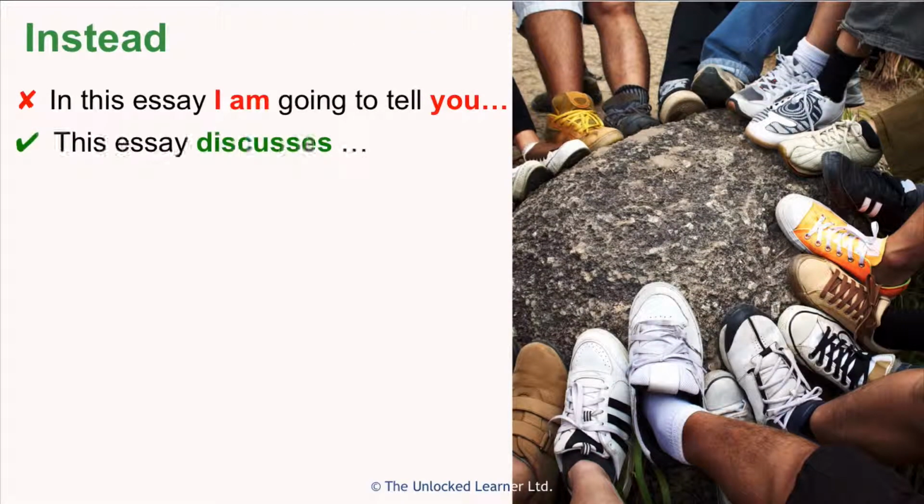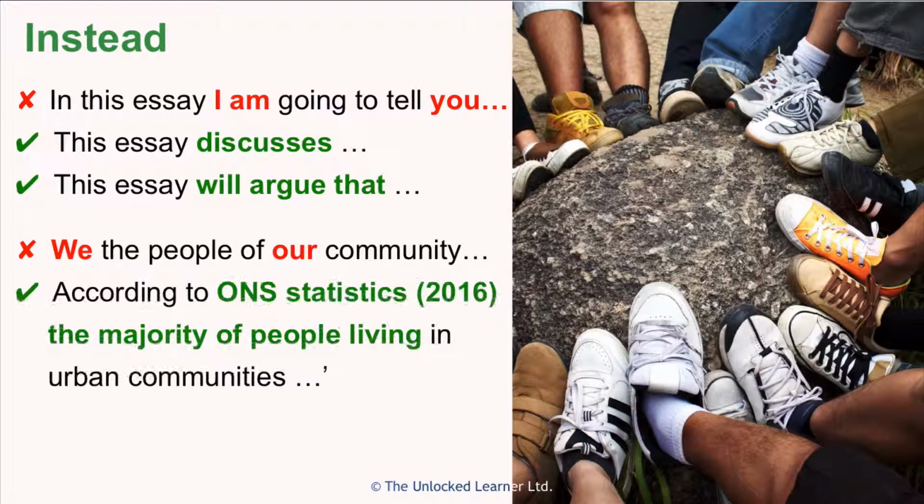So instead, in this essay, I'm going to tell you should be written as this essay discusses or this essay will argue. And instead of using we, our or us, refer just to people, humans or society in general, as in the example here.